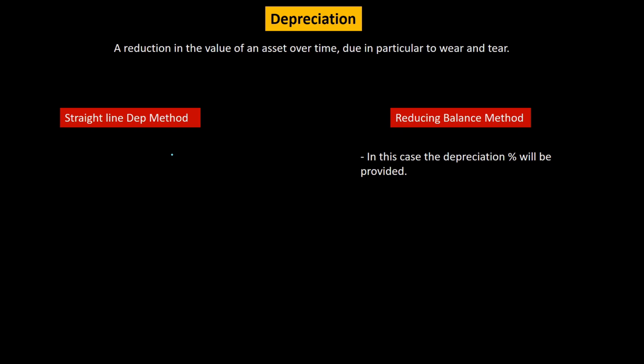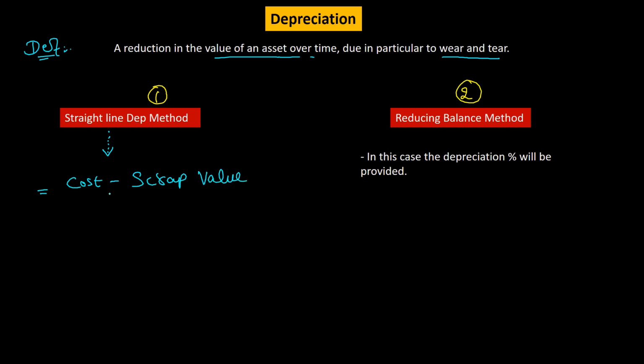Here we have a brief concept related to depreciation. First of all, let's talk about its definition. It is a reduction in the value of an asset over time due to wear and tear of the asset. And we can calculate depreciation using the straight line method, and we can also calculate depreciation using the reducing balance method. In order to calculate depreciation using the straight line method, we need this formula: cost minus scrap value divided by the useful life of the asset.